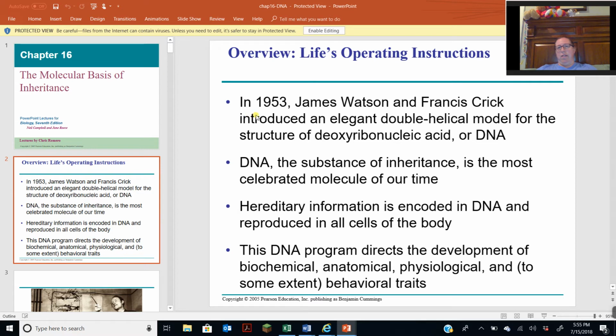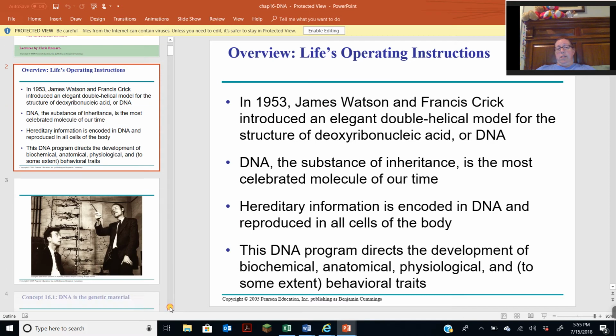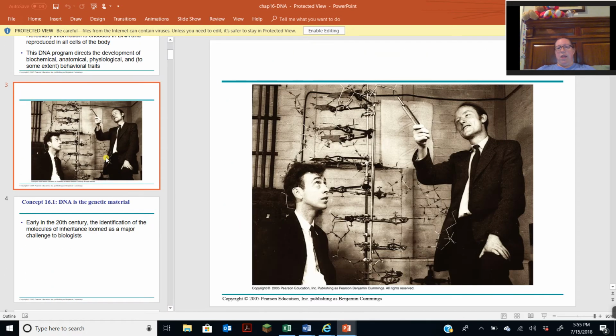What's interesting is that it took us until the 1940s to know that indeed DNA was the genetic material, but it took us until the 1950s to actually give a model of what DNA actually looked like. Which I find funny, because Mendel's work was done in the early 1900s, so this wouldn't come along until about 50 years later. And here are Watson and Crick.